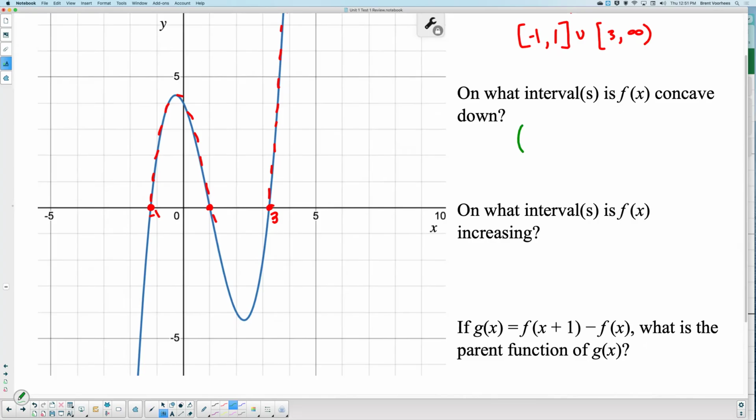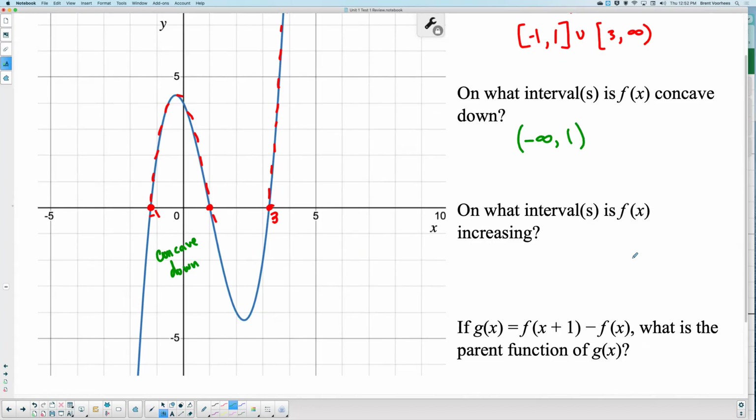So negative infinity is in parentheses. With concavity, you can always use parentheses if you want. Just go like that. From negative infinity until 1, we are concave down. So this part in here is concave down.